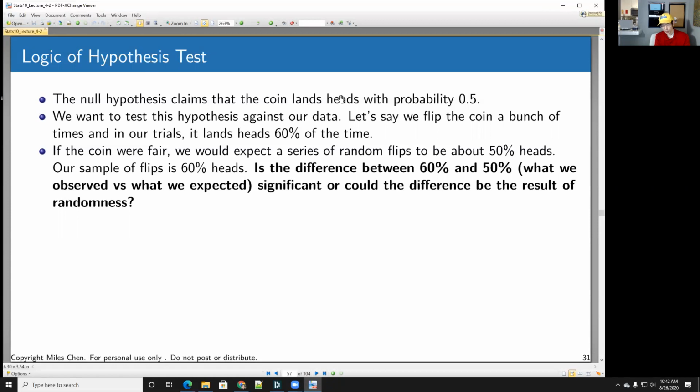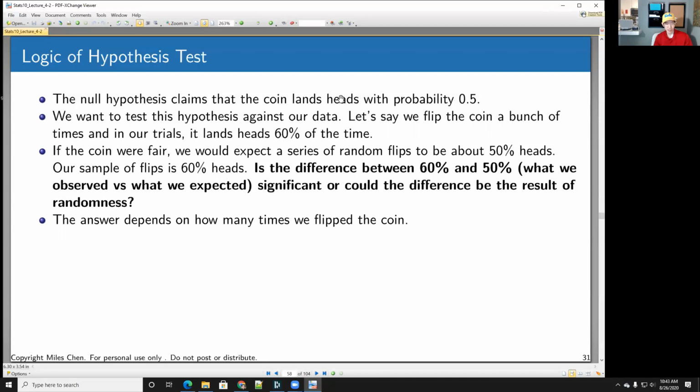I could flip it 10 times and it could land heads 6 times out of 10. And I don't think anybody would say, well, it landed 6 times out of 10, therefore the coin must be unfair, because we understand that due to random chance, we could have gotten 6 heads out of 10 flips. That's not a strange outcome. On the other hand, if I flip the coin thousands of times, and it landed heads consistently around 60% of the time, then that would provide a lot more evidence that the coin is actually unfair, that it lands heads a little bit more often than tails.